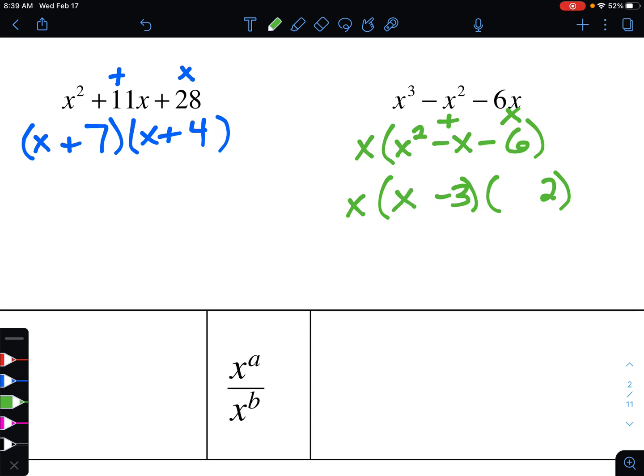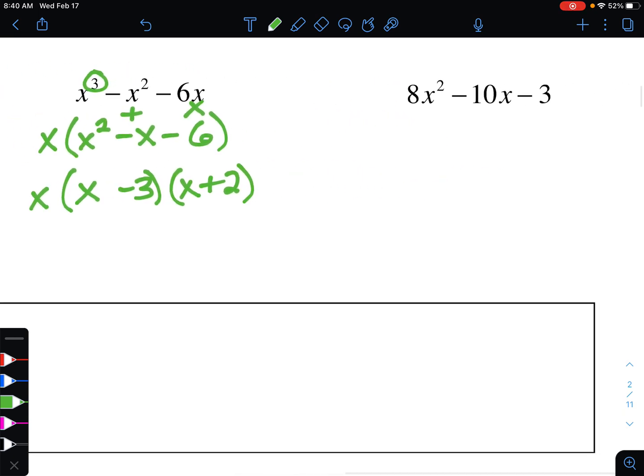Once again, we're going to put x in front of each of those. For 2, since it's positive, we'll put x plus 2. And there's going to be our factors. So we're going to end up with 3 factors in this case, which should make sense since our degree was 3. The 3 factors being x, x minus 3, and x plus 2.